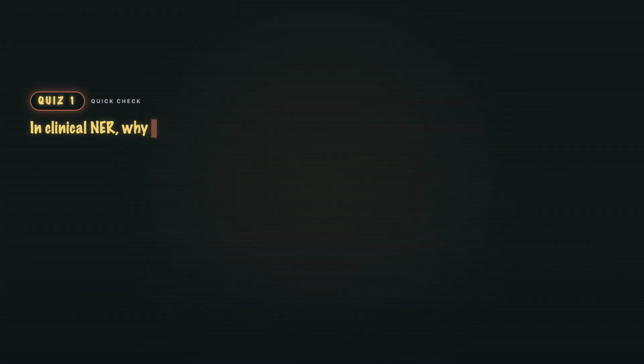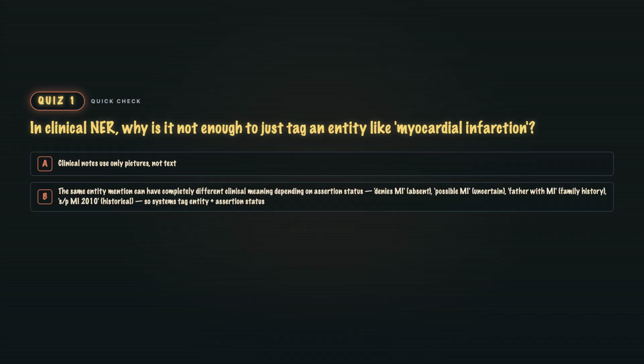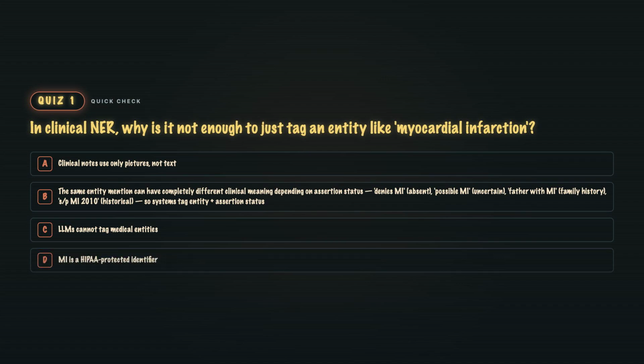Quiz 3. In clinical NER, why is it not enough to just tag an entity like myocardial infarction? A: Clinical notes use only pictures, not text. B: The same entity mention can have completely different clinical meaning depending on assertion status. "Denies MI": absent. "Possible MI": uncertain. "Father with MI": family history. "MI in 2010": historical. So systems tag entity plus assertion status. C: LLMs cannot tag medical entities. Or D: MI is a HIPAA-protected identifier.